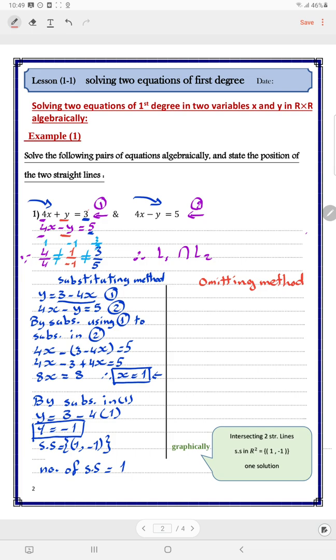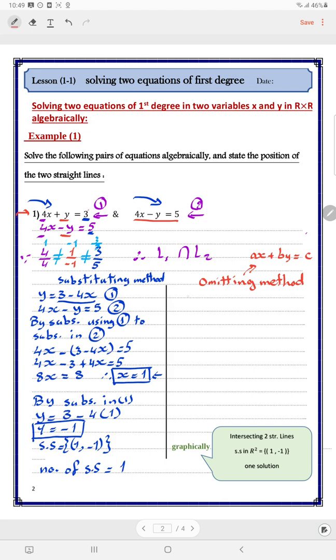In the omitting method, I will use the form of the equation ax plus by equals c. Of course, the two equations here are in this form. So I will write the two equations under each other.